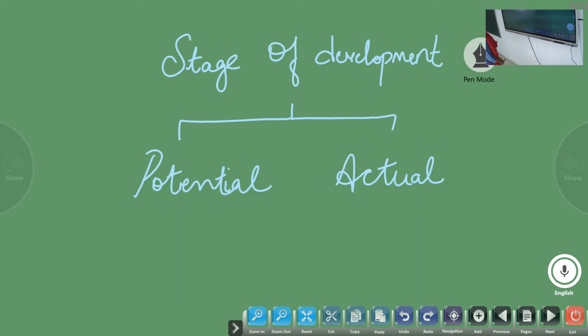The next one, based on the stage of development, there are two kinds of resources, that is potential resource and actual resource. Now, we know what is potential. Potential is when it can be used, but it is yet not used. So, what is potential energy and kinetic energy? Do you remember? When the water is on the top, it is potential energy. But when it flows, it is kinetic energy.